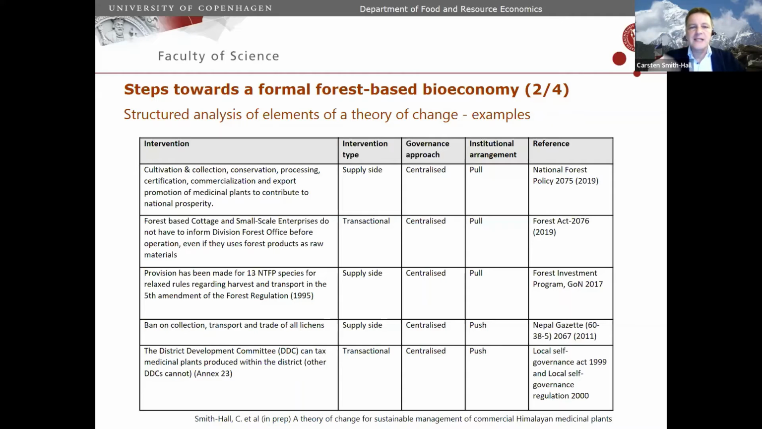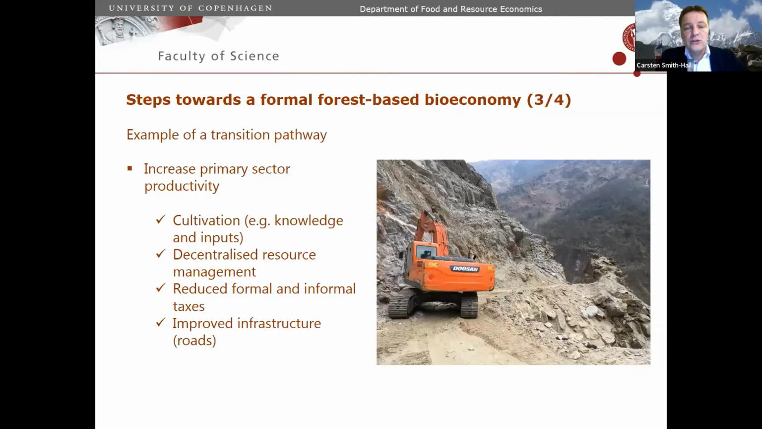So we are trying to systematically go through all these different proposals, some of which are mutually reinforcing and some that are completely contradictory. So we're trying to get an overview of that, and then we're trying to collect these in transition pathways. And I just want to share with you one example of what we call a transition pathway here, and that is to increase primary sector productivity. And that can be done in various ways. So there are different activities that support this transition pathway. For instance, the example of cultivation, that can be both the development of knowledge on how you cultivate a particular species, but it can also be through the provision of inputs such as seed or seedlings.